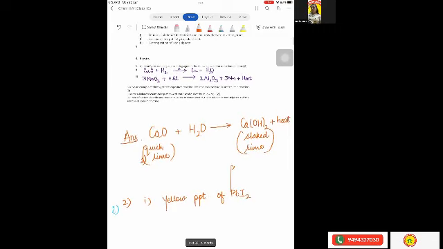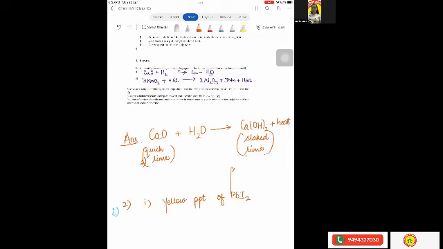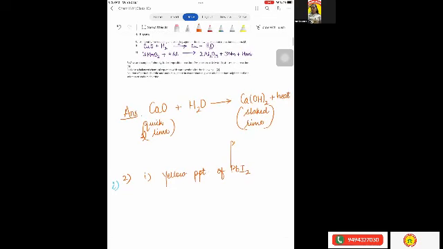Then the second part was zinc pieces are put in hydrochloric acid. A few students wrote the reaction for that, but the reaction in this case wasn't asked in this question. What was asked for? What you observe. So what we observed is the evolution of hydrogen gas.